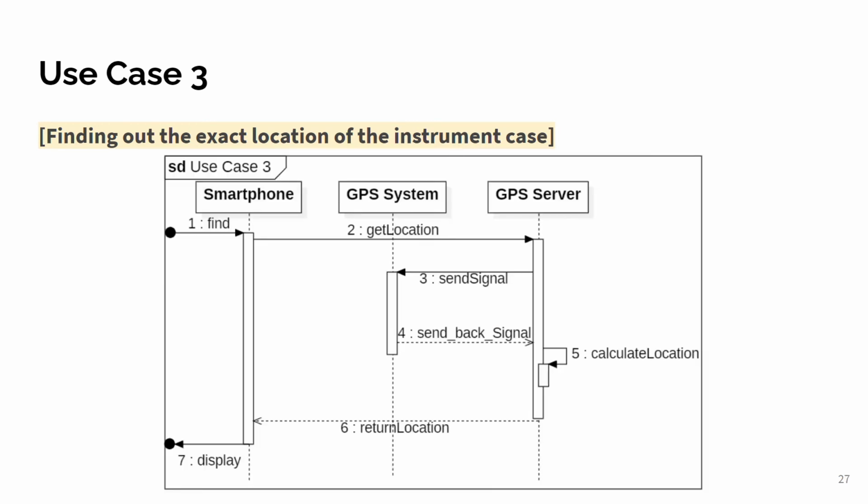This is the sequence diagram for use case 3. The user will first request in the smartphone to find the location of the case. Then the application will send a signal to get location from the GPS, and the GPS will send a signal back and forth with the case. The GPS will calculate location and return the location to the smartphone. Lastly, the smartphone will display the location to the user.